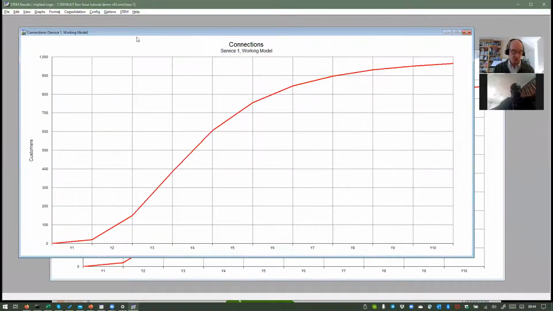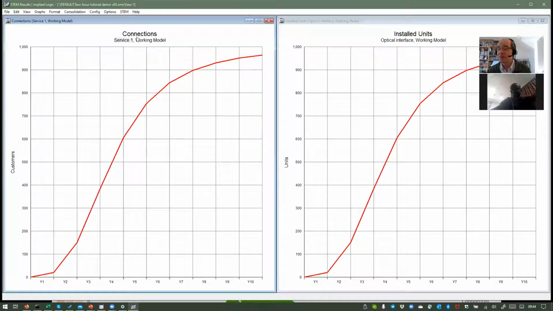And reassuringly, the numbers are the same. So I get 1 optical interface for each of the customers. Right. To be honest with you, at this point, there isn't really much else to draw.